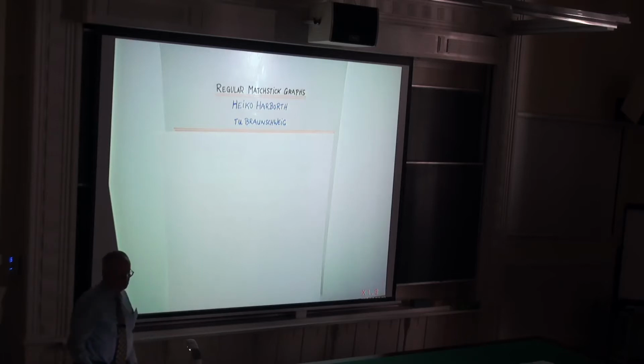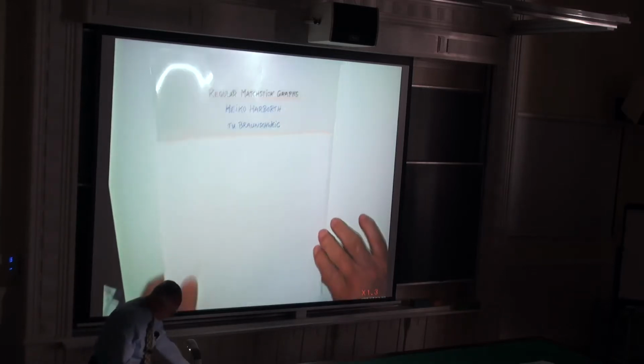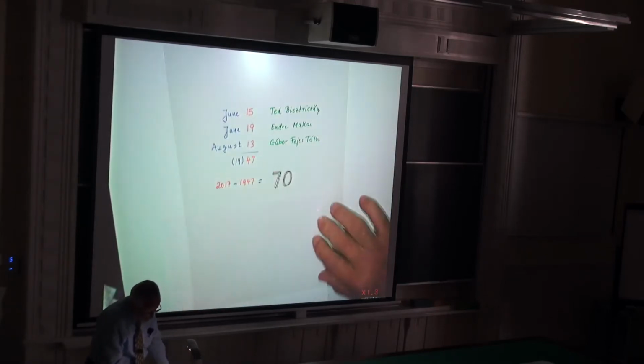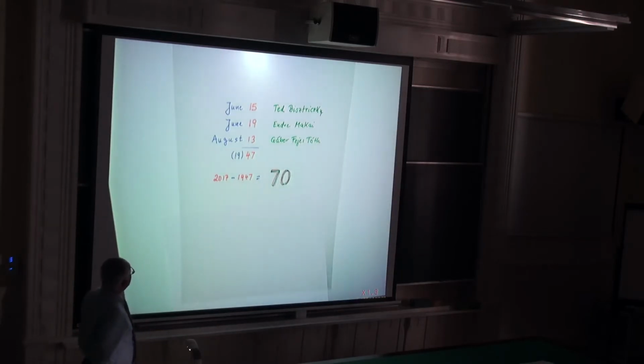Contrary to most speakers before me, and due to superstition, I don't want to congratulate the three birthday people. Why? The birthdays are on June 15, on June 19, on August 13.